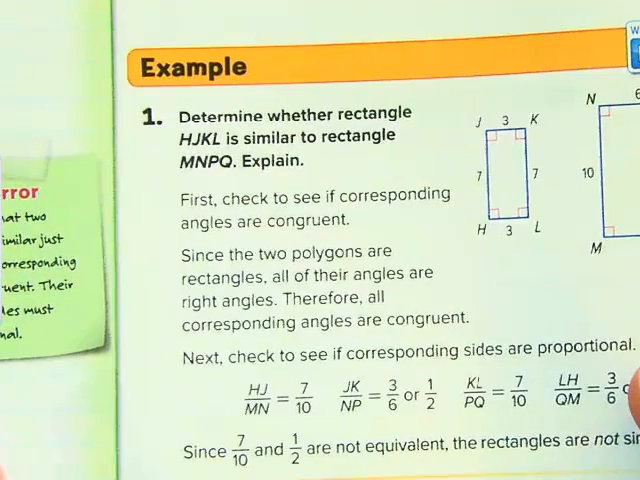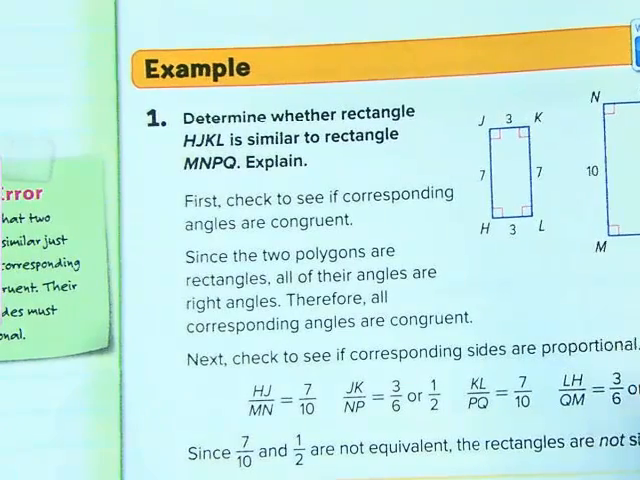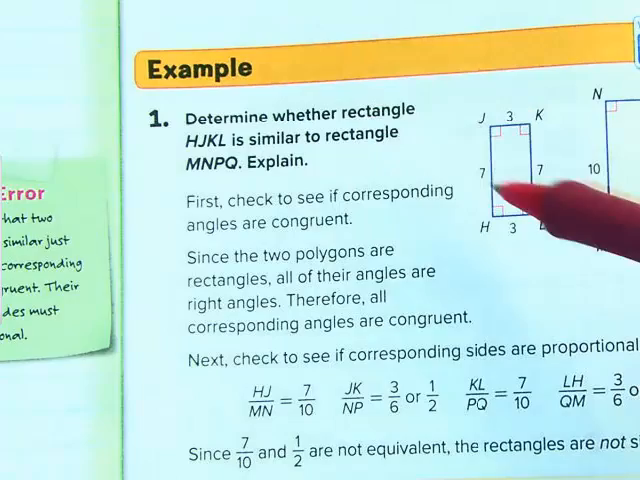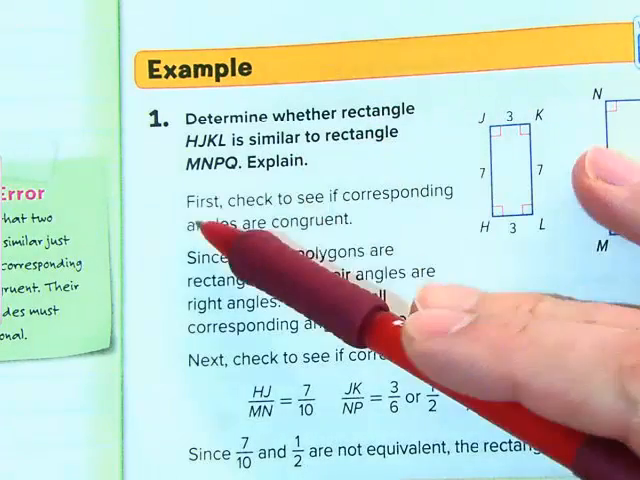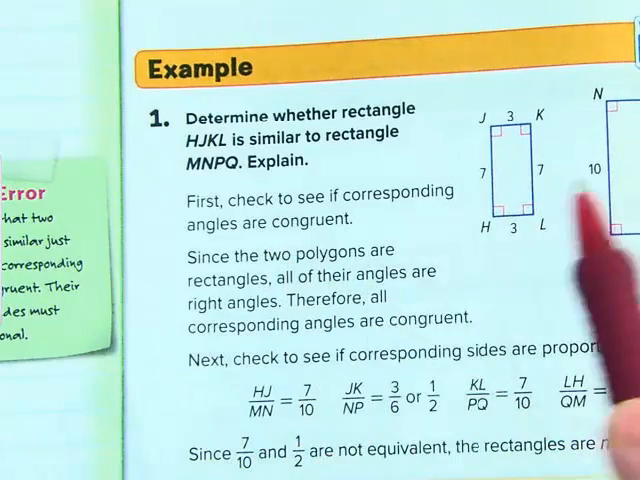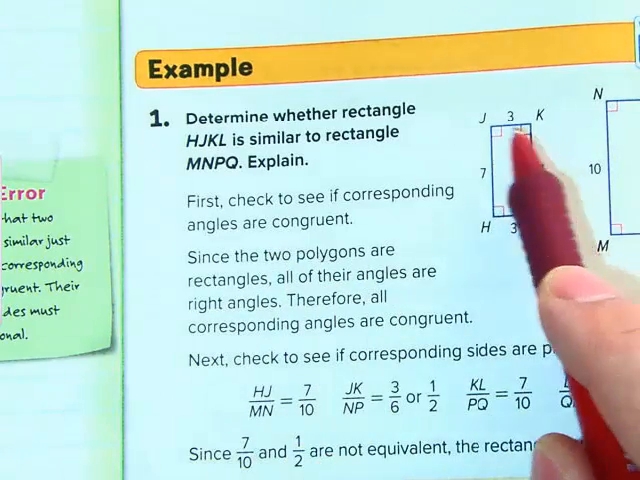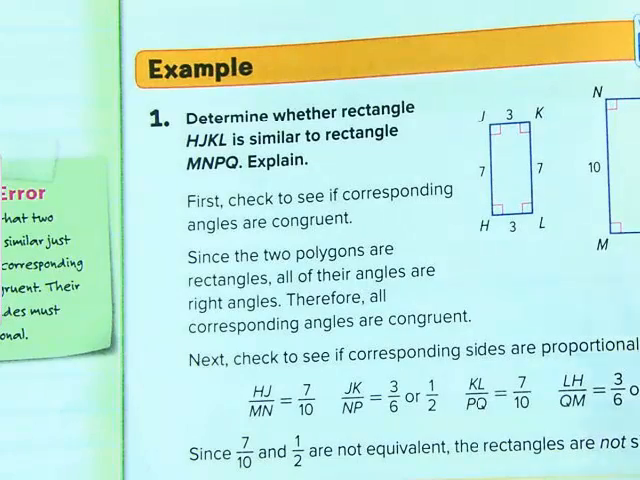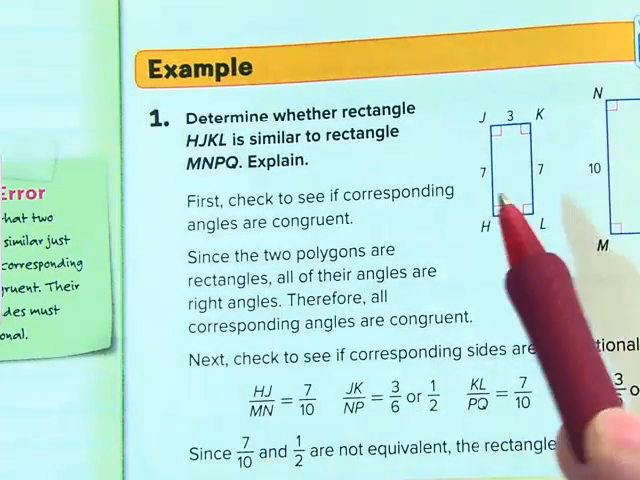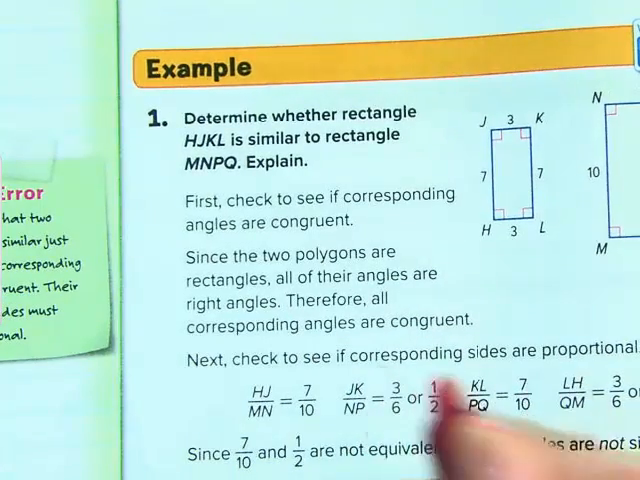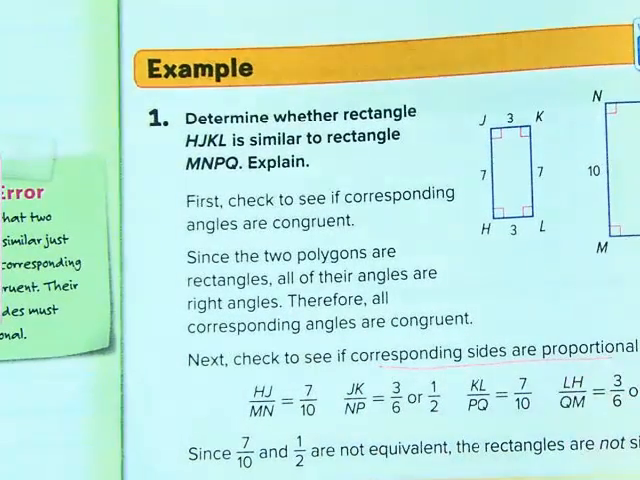Number one here, it says determine whether rectangle HJKL is similar to rectangle MNPQ. And here's basically what it says. First check the corresponding angles. So we need to look at all of our angles. Do they match up? Well, everything's 90 degrees, so it matches up. Then it says, since the two polygons are rectangles, all the angles are the same. Now we can check the corresponding sides and see if they are proportional.